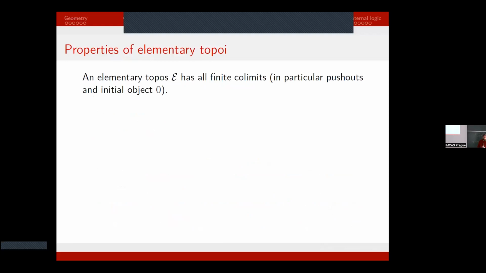So, properties of elementary topoi. We only ask for finite limits, but surprise, we also have finite colimits. In particular, we have finite pushouts and an initial object, which in Grothendieck topoi is just the empty set on each component.